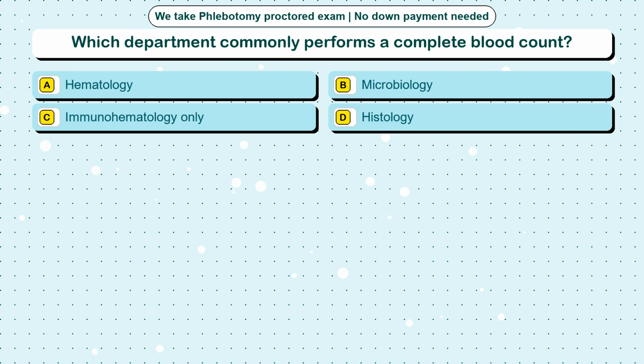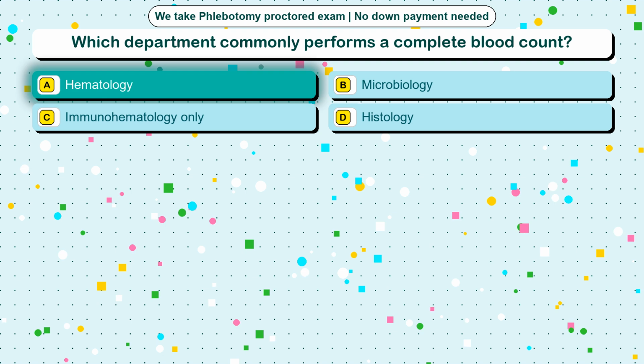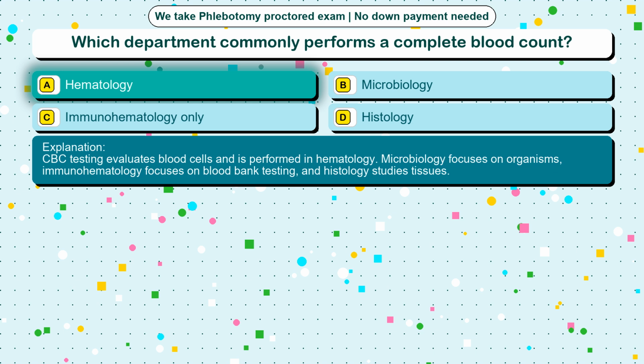Question 18. Which department commonly performs a complete blood count? Option A, hematology. Option B, microbiology. Option C, immunohematology only. Option D, histology. The correct answer is option A, hematology. CBC testing evaluates blood cells and is performed in hematology. Microbiology focuses on organisms, immunohematology focuses on blood bank testing, and histology studies tissues.